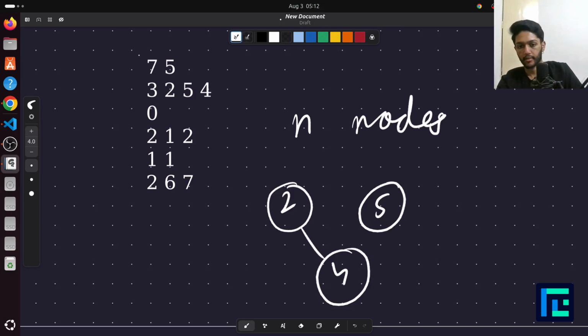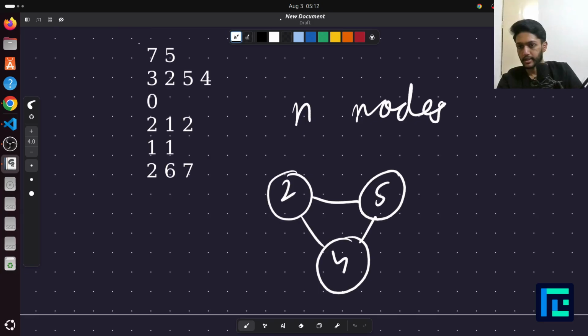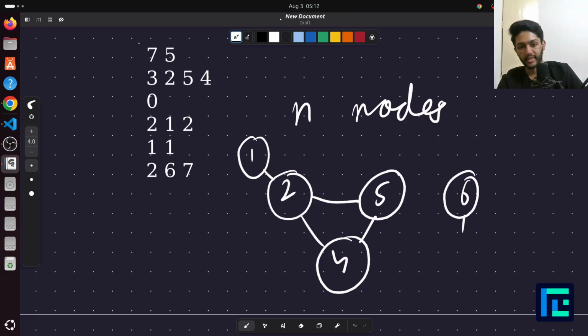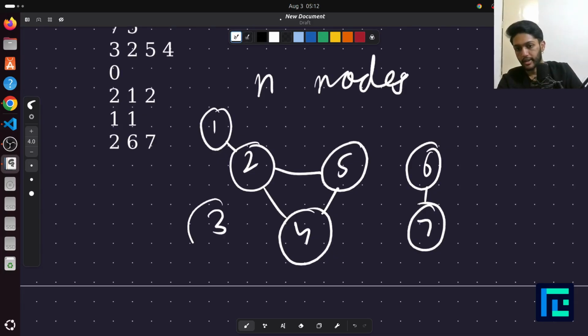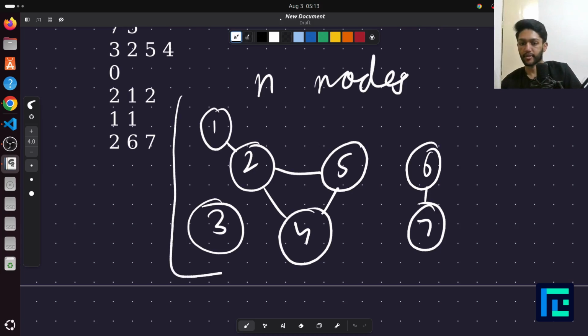So I will add the edge between all 3 of them. Then this group has no people, so it doesn't matter. Then this group has 1 and 2, so 1 and 2 are friends, so I will add an edge between 1 and 2. Then this is just 1, doesn't matter. And 6 and 7, so I will add the edge between 6 and 7. And there is one node 3 also, it doesn't have any edges. So I have made this graph.